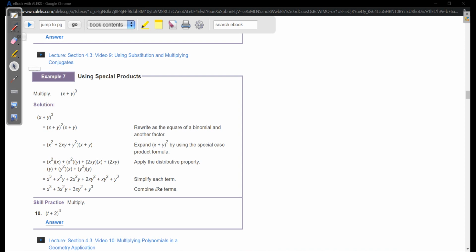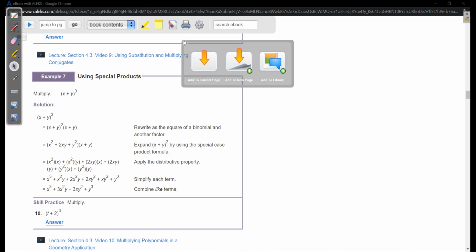And then the last one we have here is x plus y to the third power. Now, let's see, there is a formula for this. Yes, I'm trying to remember. Yeah, I believe there is a formula for this, but I guess for this particular case, we're not going to talk about it, all right? So instead, what we're going to do is kind of multiply this out.